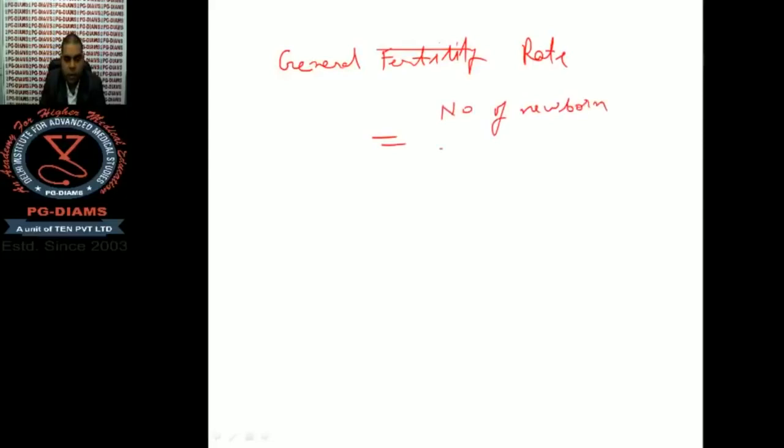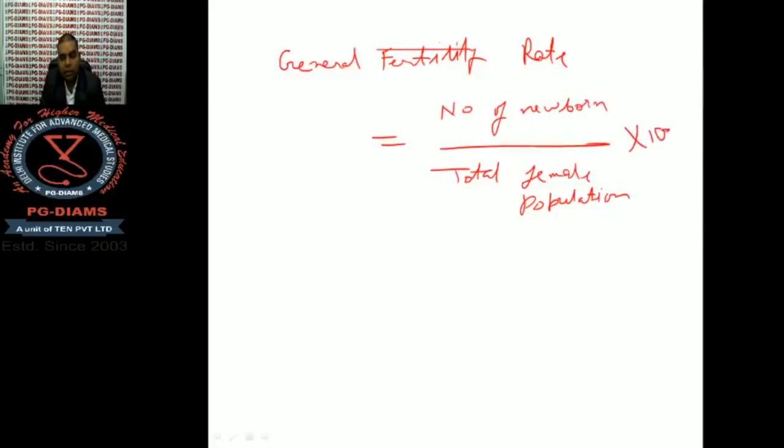What is general fertility rate? General fertility rate is the number of newborn born to the total female population. Number of newborn in that area divided by total female population of that area into 1000. This is general fertility rate.